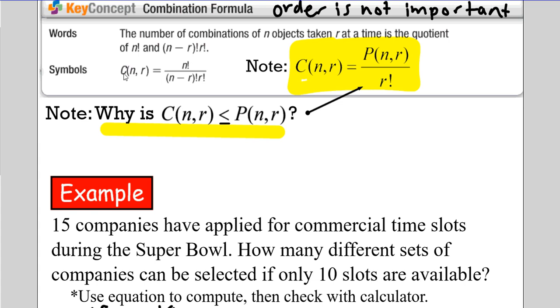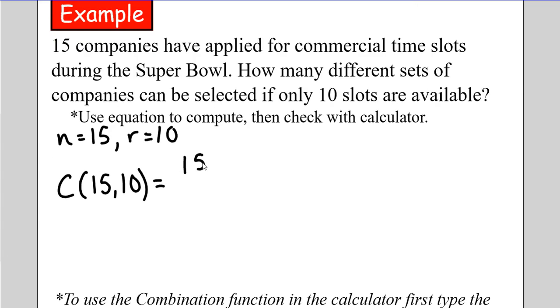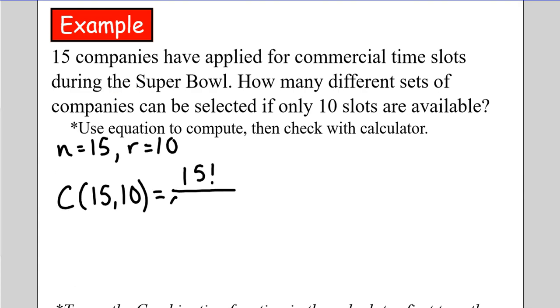It's either combination 15-10 or 15 choose 10, is equal to n factorial, so 15 factorial, divided by 15 minus r, so 15 minus 10 factorial, times 10 factorial. So this would be 15 factorial because there's 15 companies applying, divided by 15 minus 10, which is 5. Why do I need to divide by 5 factorial? Because if you're only picking 10, 5 do not get selected. So you need to divide out the 5 that were not picked.